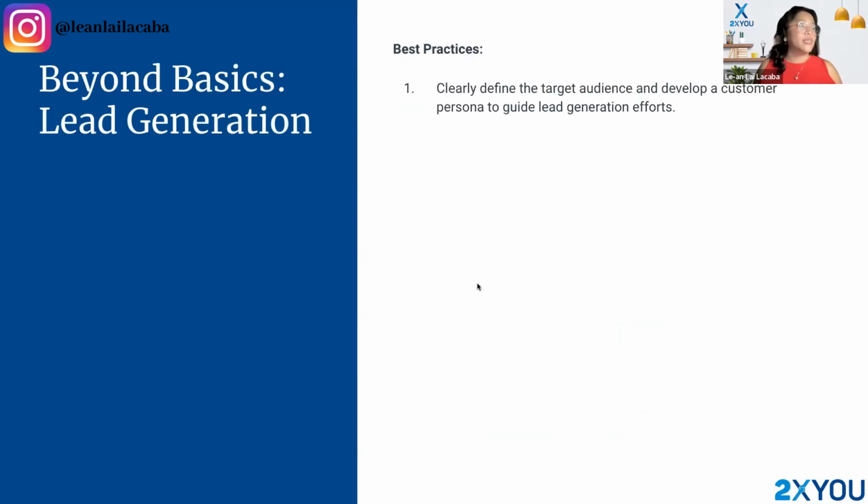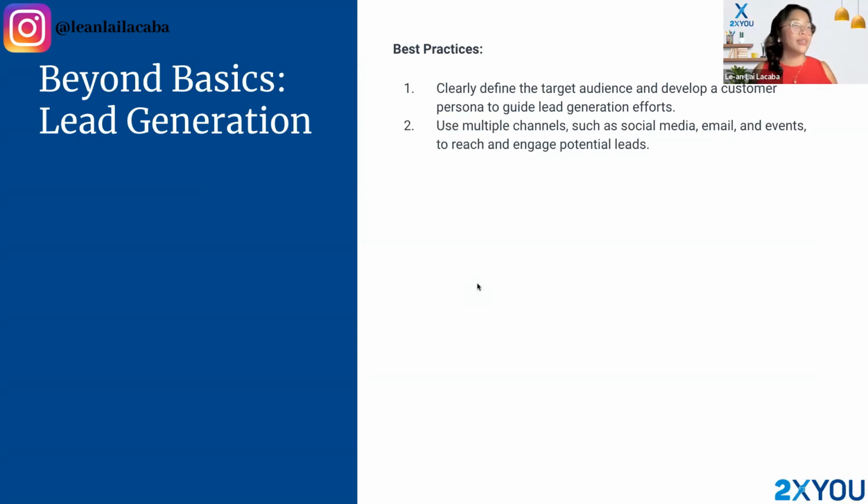Best practices: clearly define the target audience and develop a customer persona to guide lead generation efforts. Again, you can do this very clearly and fast with ChatGPT, by basically just asking, hey, can you create a clear customer avatar for me of who I'm going to be working with? X, Y, and Z, and you can give it the business information. That's also why we have the WOW method, so that it's easier for ChatGPT to do just that.